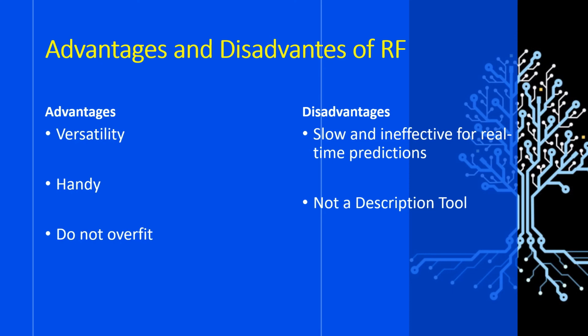And of course, random forest is a predictive modeling tool and not a descriptive tool, meaning if you are looking for a description of the relationship in your data, other approaches would be better.